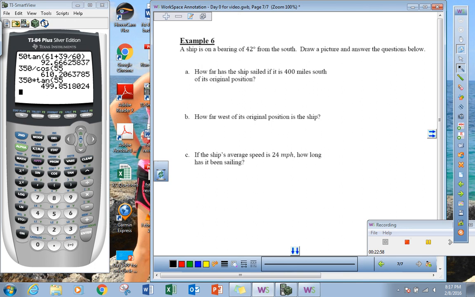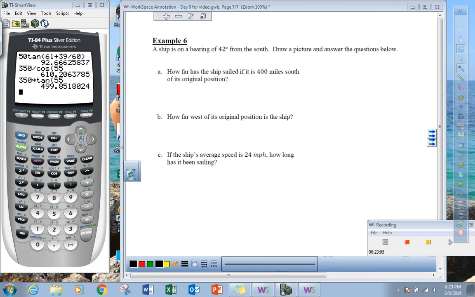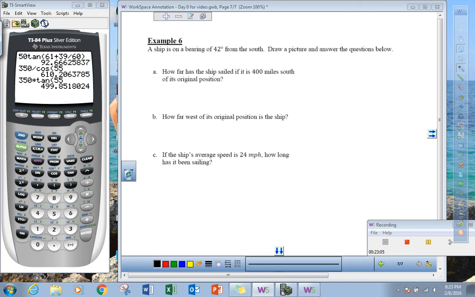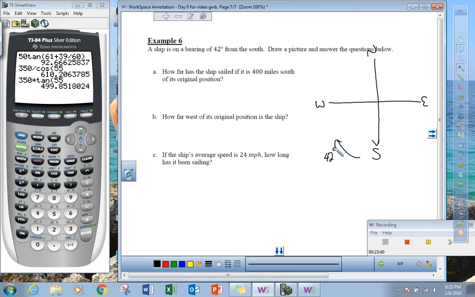So here goes our last one. It says a ship is on a bearing of 42 degrees from the south. Well, here's what we got to do to get this. Once again, there's north, east, south, and west. So it says the ship's on a bearing of 42 degrees from the south. So instead of heading due south, straight due south, I need to go clockwise 42 degrees. So I need to go that way 42 degrees.